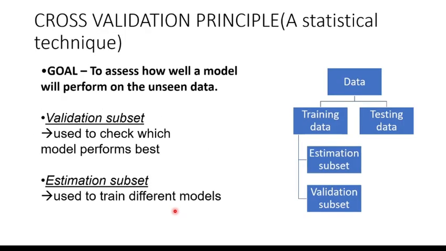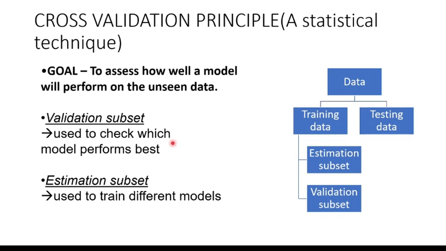Cross validation principle. So, what is cross validation principle? It is a statistical technique, and the main goal for this cross validation is to assess how well a model will perform on unseen data. We can see here that to ensure that the model is not overfit, we use cross validation. And cross validation means splitting the data into training data and testing data. The training data is further divided into estimation subset and validation subset.